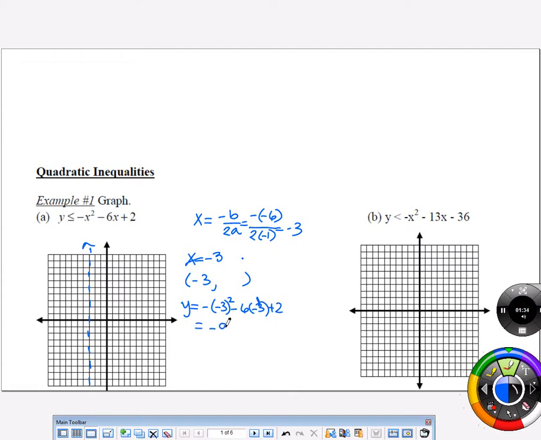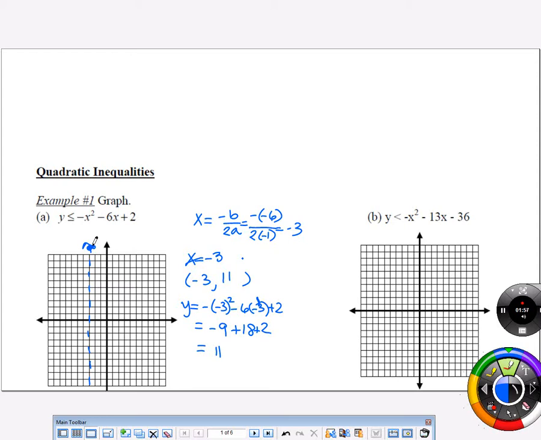So I'm going to get negative 9 plus 18 plus 2. So that will be 11. So my vertex point is at negative 3, 11. 9, 10, 11. Which would be 1 unit off of my graph from here.